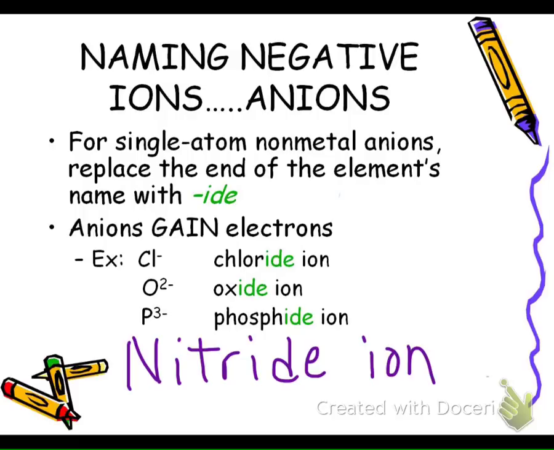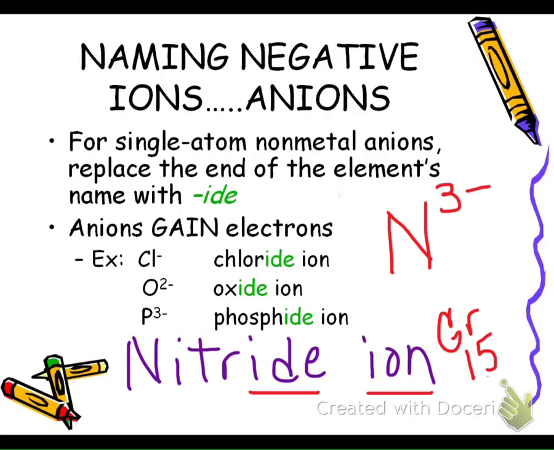If I wanted to write the formula for nitride ion, as soon as I see IDE, I know I want to look on the right side of the periodic table. I find N for nitrogen. The IDE tells me it's an ion, negatively charged. It's in group 15, so I would have a -3 for its oxidation number.